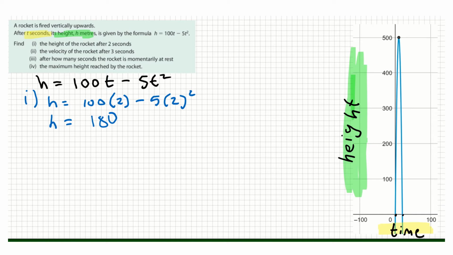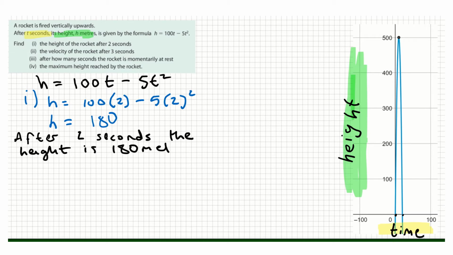200 minus 20 is 180. So let's see what we've just calculated. What we've just found is that after 2 seconds, the height is 180 meters. It's the height of the rocket.